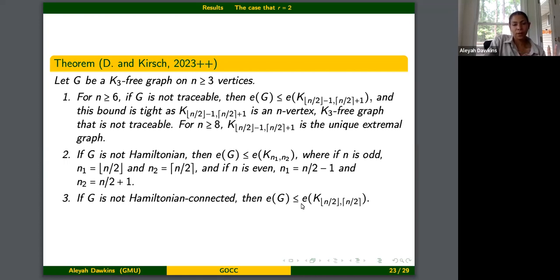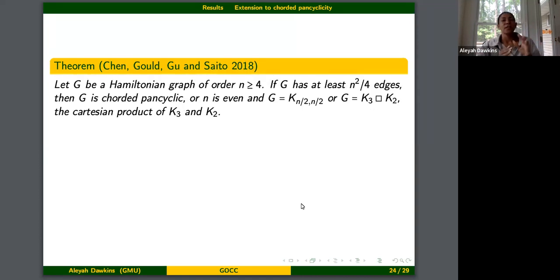Okay, so those were the results for Hamiltonicity, traceability, and Hamiltonian connectedness. And then there are two more extensions that I'd like to talk about. The first one being to chorded pancyclicity. And if you're unfamiliar with what it means to be chorded pancyclic, pancyclic just means that your graph is going to contain a cycle of every size between 3 and the number of vertices it has. And chorded means that every cycle of size at most 4 is going to have a chord, which just means an extra edge in the middle that's not on the boundary of the cycle.